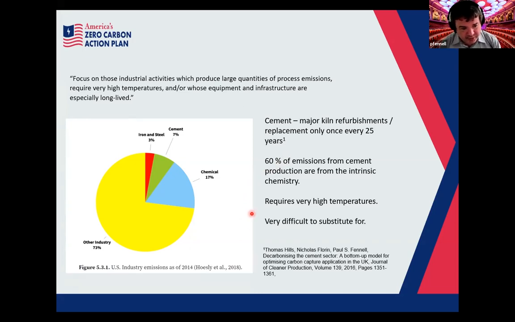The other point with the cement industry is that cement is extremely difficult to substitute for. At the moment, the vast majority of cement that we produce, which is about 90%, and probably even more, is ordinary Portland cement. That's the cement that you go and buy from the garden centre or whatever. And that is what I'm going to talk about here.